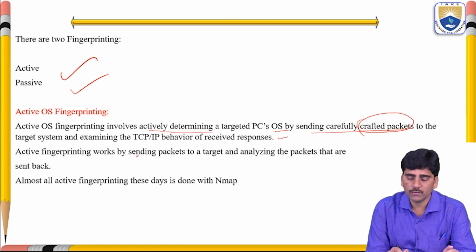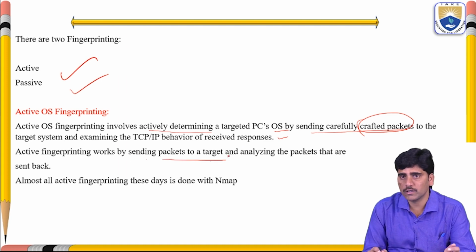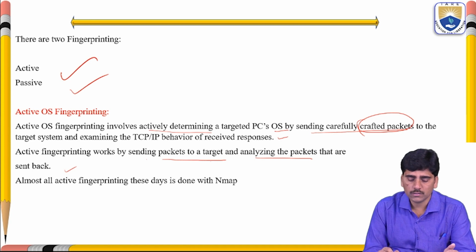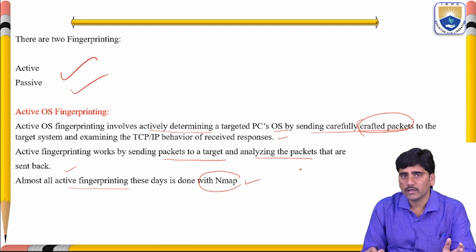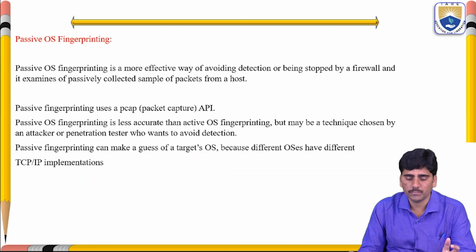Active fingerprinting works by sending packets to the target and analyzing the packets that are sent back. So what packets arrive at the destination have to be analyzed. Almost all active fingerprinting these days is done with Nmap. So almost all active fingerprinting techniques are done with the help of the Nmap tool.